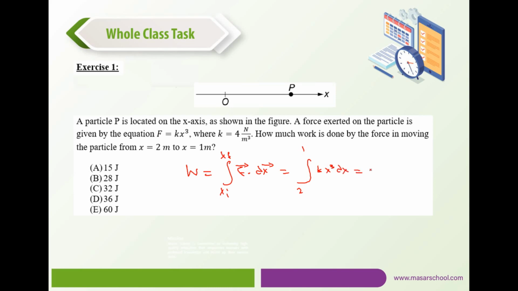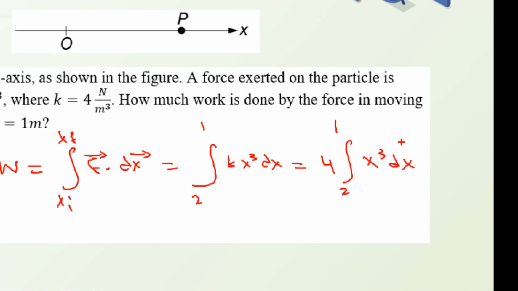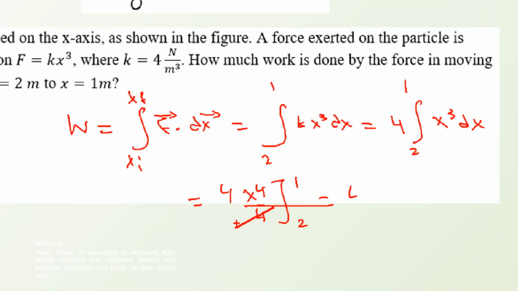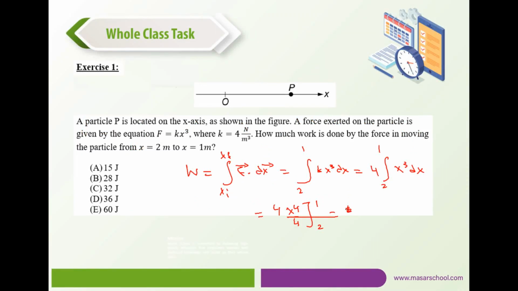Now k is a constant, which is 4, and can be dragged out: 4 times the integral from 2 to 1 of x³ dx. Now the integral of x³ would be quartic. We increase the power and divide by the final power, so that would be 4 times x⁴ divided by 4 from 2 to 1. Now we can factor out, so here 4 and 4 cancel. That would be simply x⁴ from 2 to 1, which means 1 to the power 4 minus 2 to the power 4, which makes it 1 minus 16. That would be minus 16 joules.